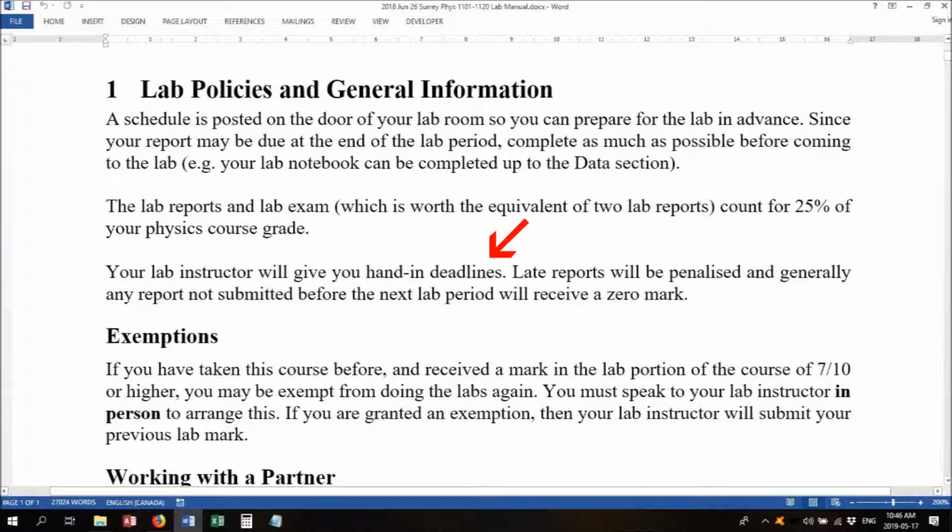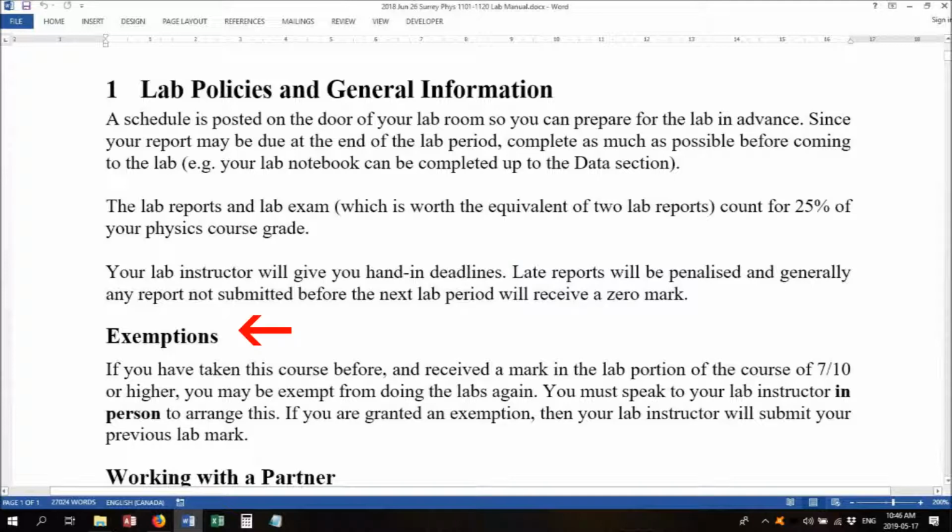Labs will be due at noon the day after the lab period. In other words, if you have a Wednesday lab, your lab will be due at noon on Thursdays. If you've got a Thursday lab, it's due at noon on Fridays. I'm going to be having you hand in your labs electronically, however, so you don't need to come to campus to hand it in. You'll be able to hand it in online.